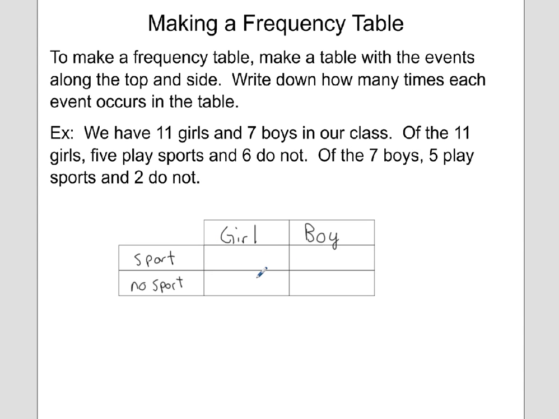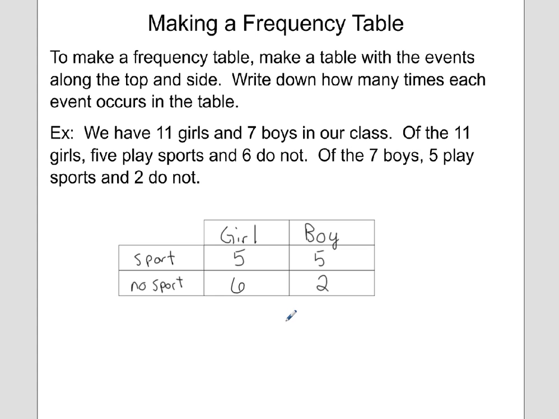So now I put how often each thing happens in this table. There are 11 girls, and 5 play sports. So in the cell at the intersection of sport and girl, I put a 5, because that's how many girls play a sport. 6 do not play a sport, so girl, no sport, I put 6. Now there are 7 boys, 5 play a sport, so right at this intersection, I put a 5, and 2 do not. And this is just a general frequency table.